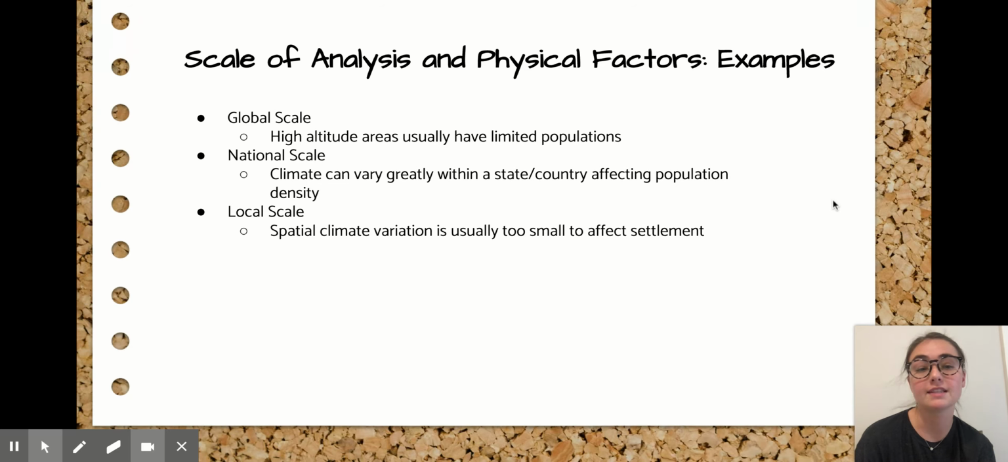Because if, let's say, for example, the United States is in the mid latitudes, it's pretty low lying, but that doesn't mean we don't have mountains and stuff, right? Where people actually do live. And so that is what I'm talking about whenever I say it changes from scale to scale. And then at a local scale within a city, that changes itself as well. Spatial climate variation is usually too small to affect settlement, so it usually doesn't affect at a local scale.